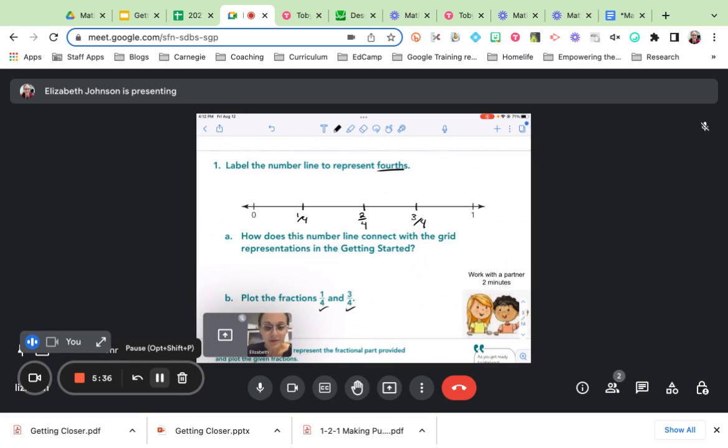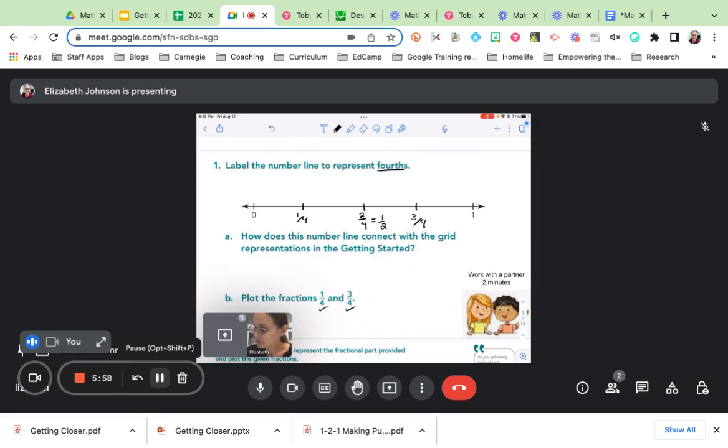Now you might be thinking, well, Miss Johnson, where would 1/2 go? What do you think? Where would 1/2 go? Right here, right? This is the same thing as 1/2. But I wrote 2/4 because the direction said to label the number line to represent fourths. But I know that 2/4 is the same thing as 1/2.